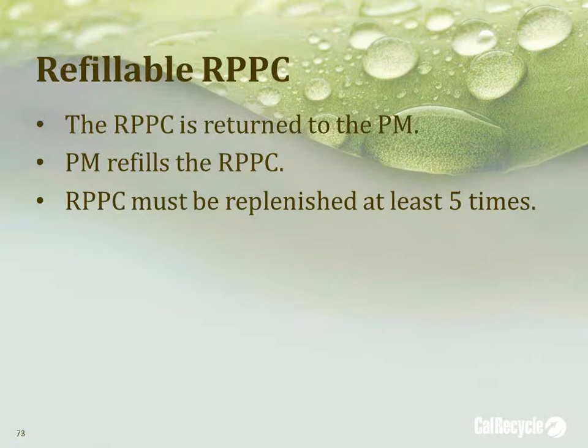With the Refillable RPPC compliance option, the RPPC must be replenished at least 5 times, where the RPPC is returned to the product manufacturer and the product manufacturer refills the RPPC. An example would be a cat litter, where you purchase a pail of cat litter and you take it back to a product manufacturer to get it refilled.